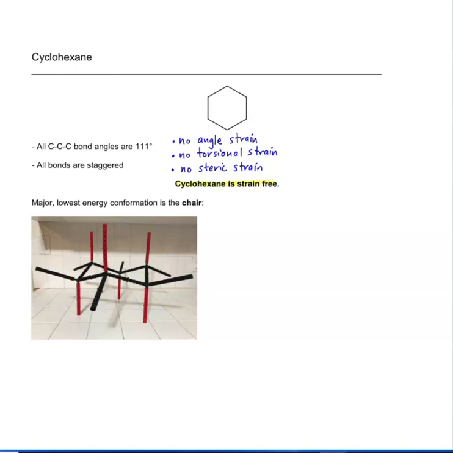So some ideas about this. First of all, every cyclohexane has two identical chair conformations. So there are going to be two chairs associated with each cyclohexane.